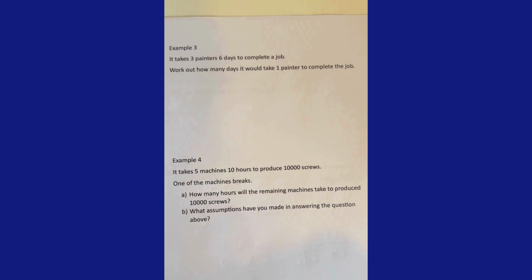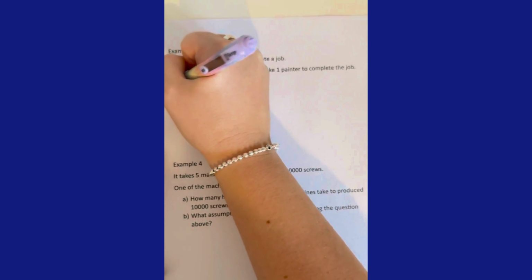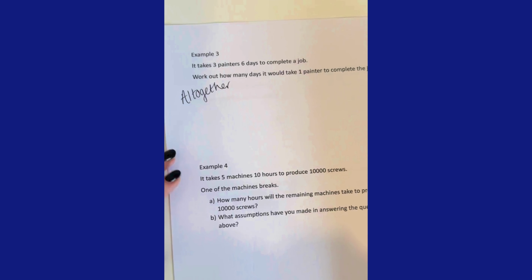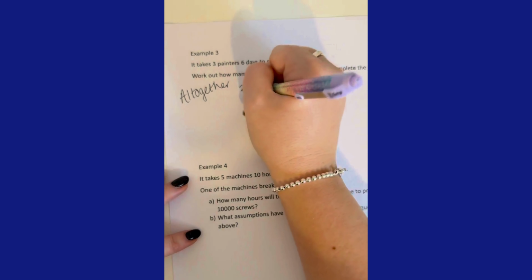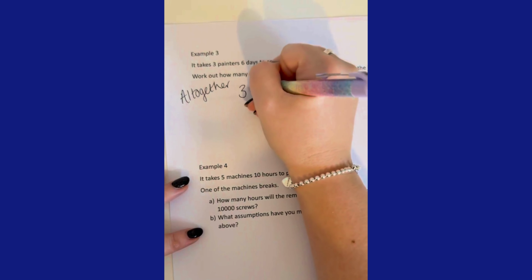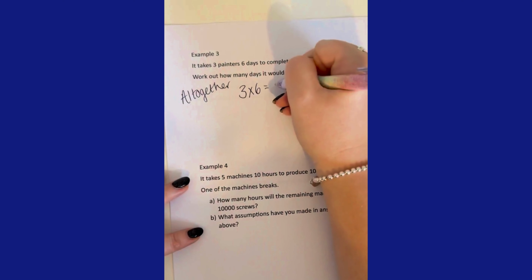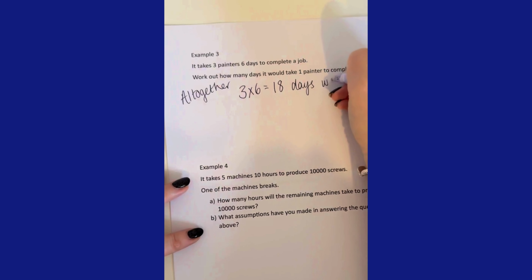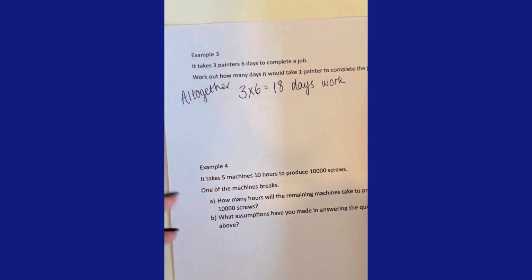Now, the way we do questions like this is to first and foremost figure out how long the job takes, or how long it takes altogether. So altogether, we need to figure out how many days work it is. We've got 3 painters and each of them are doing 6 days work. So 3 times by 6 means that we have got a total of 18 days work, okay? So the job must take 18 days because each of the 3 painters takes 6 days.